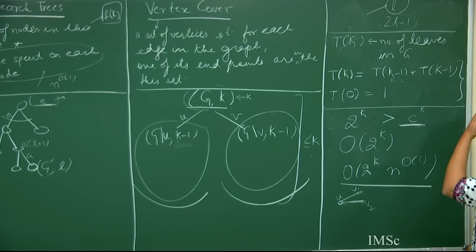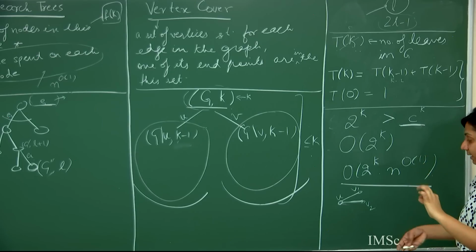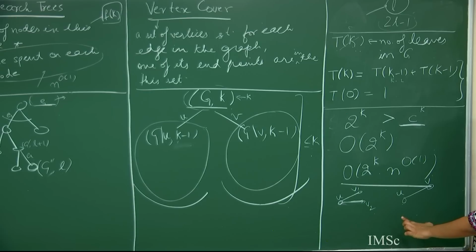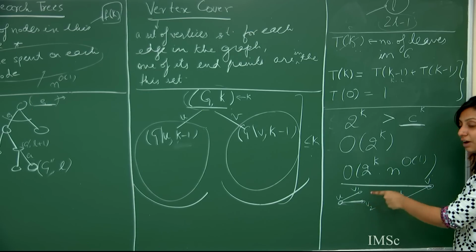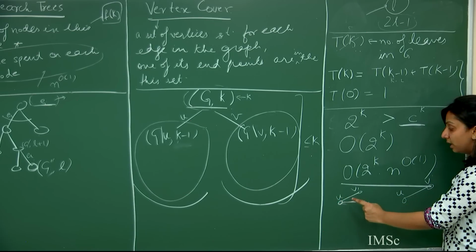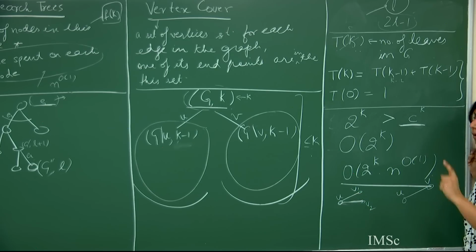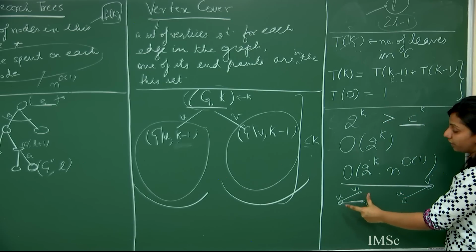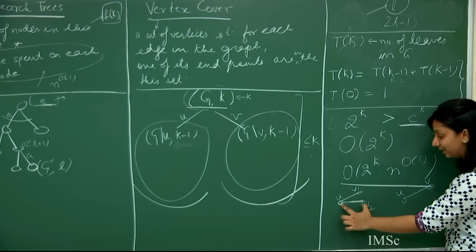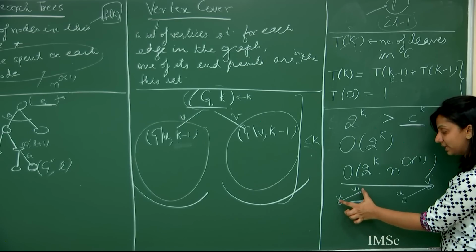Now compare this to the case when you just had an edge. When you just had an edge, you knew that if U doesn't go, then V has to go. But here you have more information. If U doesn't go to the solution, then both V1 and V2 have to go to the solution. Why? Because for any vertex cover, you look at any edge in the graph, one of its endpoints has to go. So if U doesn't go, the other endpoint has to go, which is V2 for this edge, and for this edge V1 has to go.